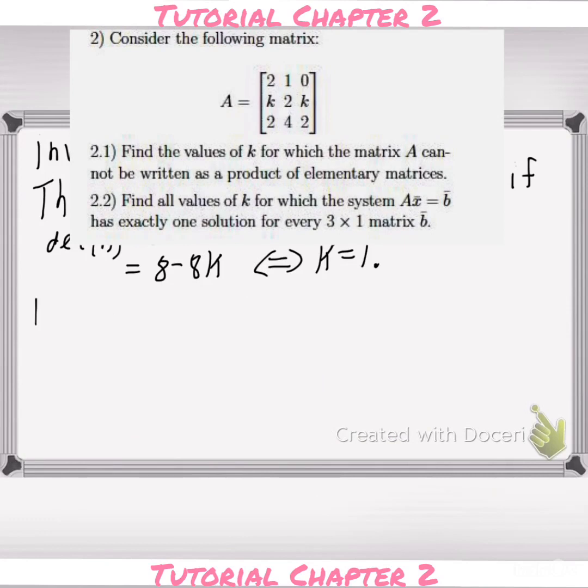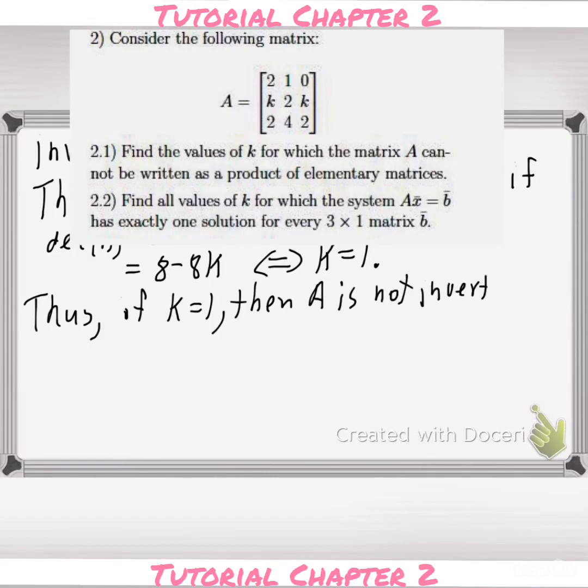Okay, so thus if k is 1, then A is not invertible. It's not invertible. Remember, the determinant of A is 0. We said a matrix is not invertible if and only if its determinant is 0.